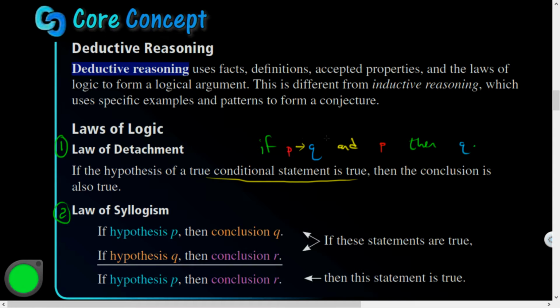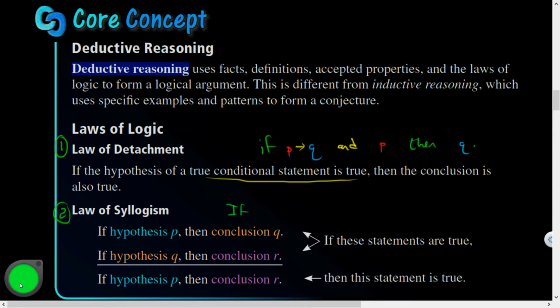All right, but it requires two pieces. If you only know the if-then statement is true, I don't know that Q is true. Like the if today is Wednesday, then yesterday was Tuesday logic. That is a true conditional statement, but I can't conclude that yesterday was Tuesday until I also know that the hypothesis was true. All right, this next one, law of syllogism, is a little bit trickier.